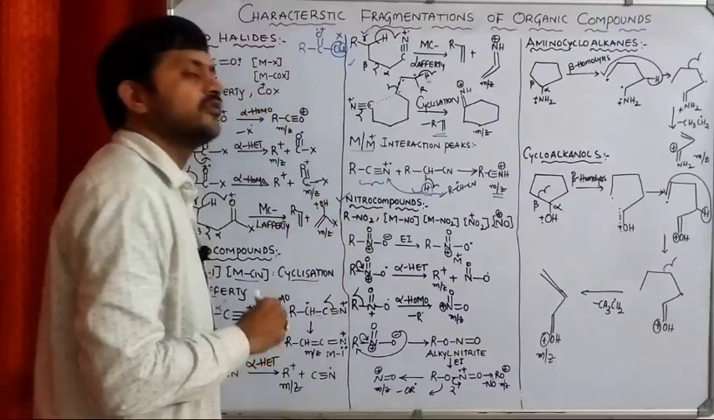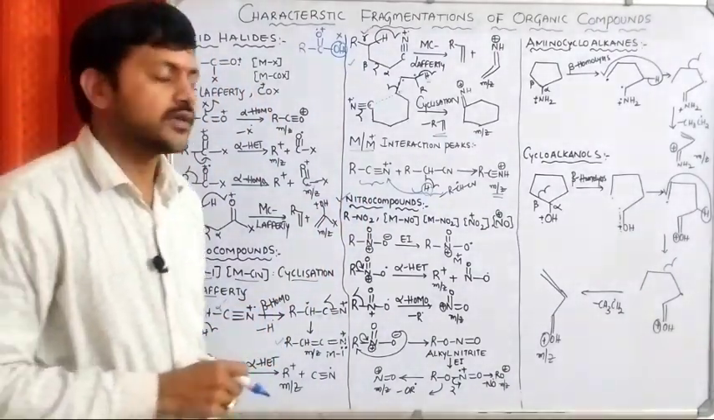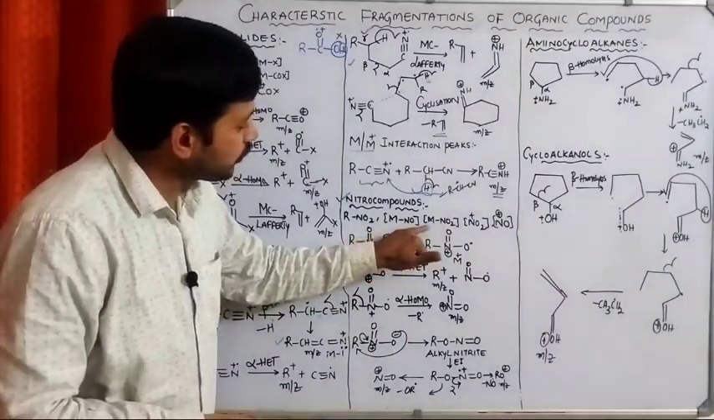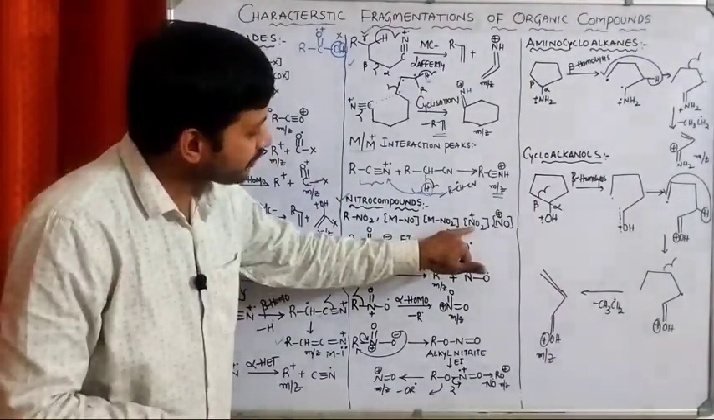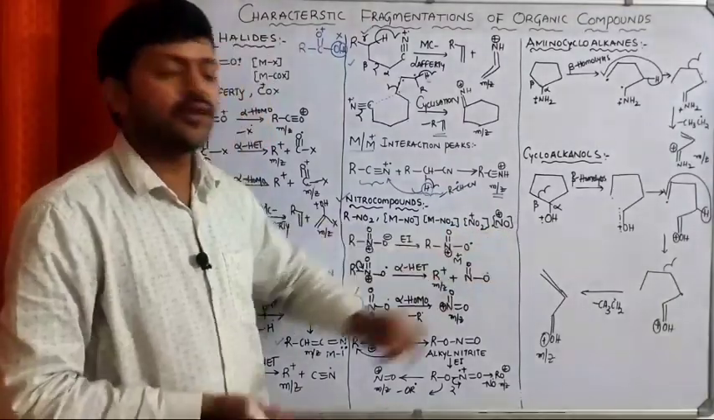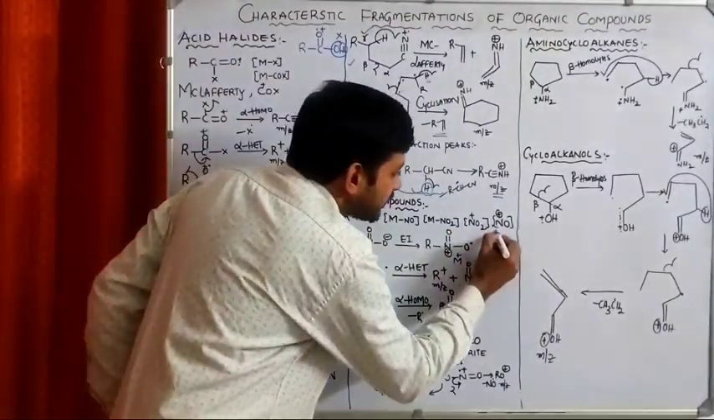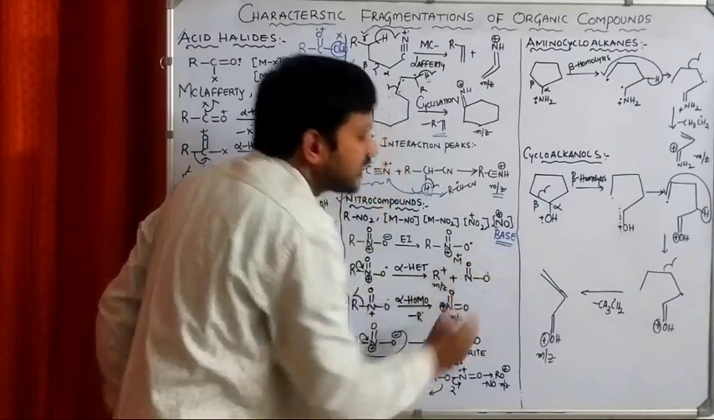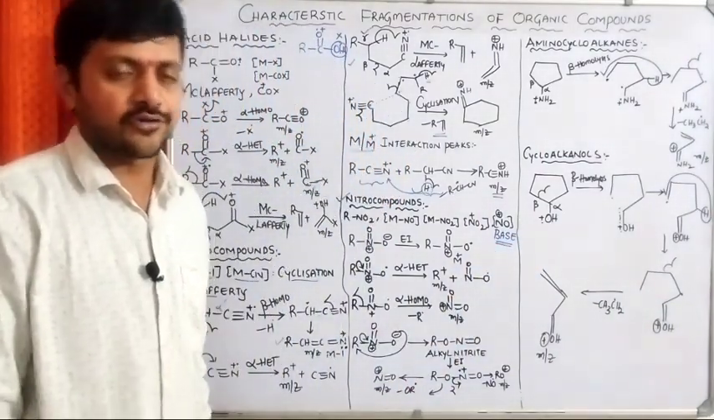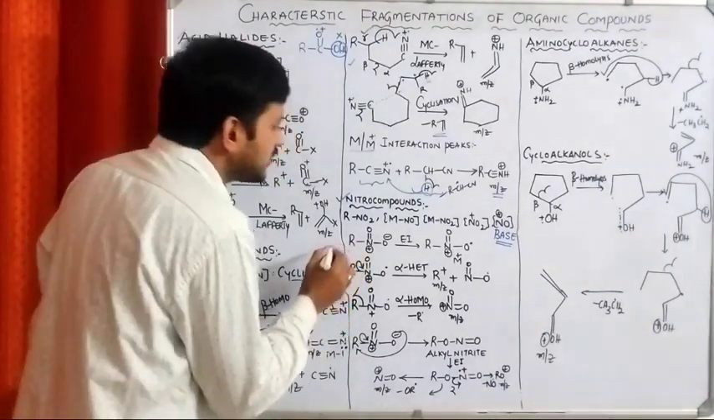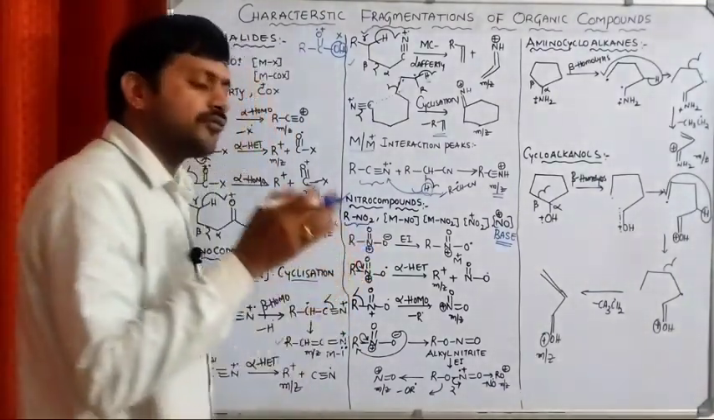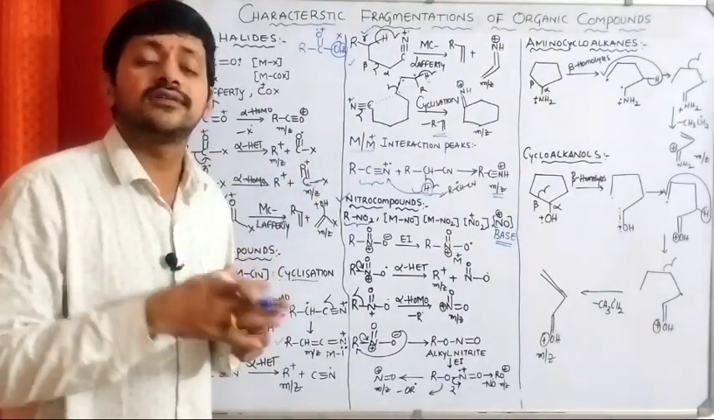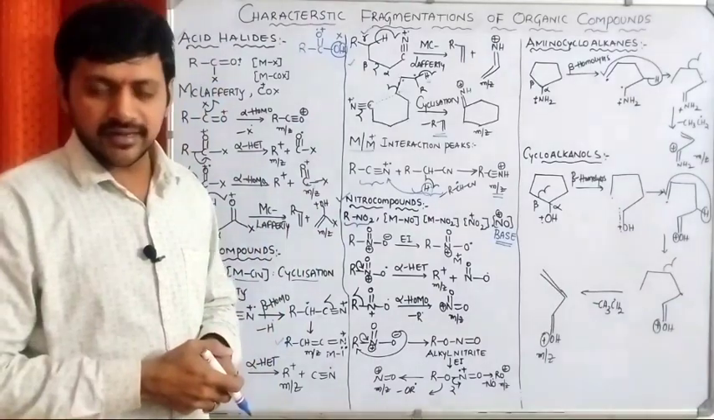The next type of compounds are what? Nitro compounds. In case of the nitro compounds, what we are observing? M minus NO, M minus NO2, NO2 plus peak and NO plus peak. The NO plus peak is commonly called the base peak, the highest intensity peak in the mass spectra of nitro compounds. Let us see. We all know that the formation of the molecular ion in case of the nitro compounds is something different from the remaining compounds.